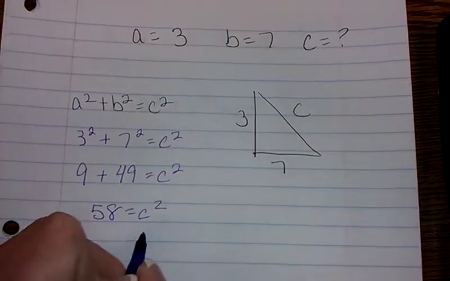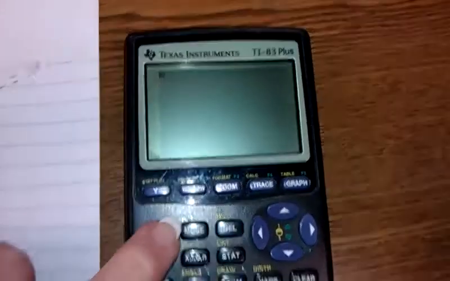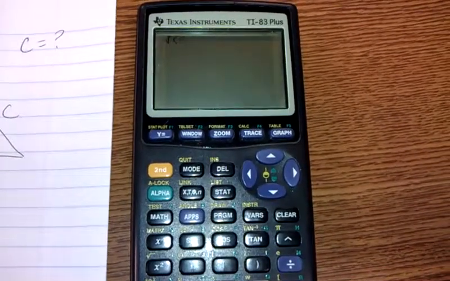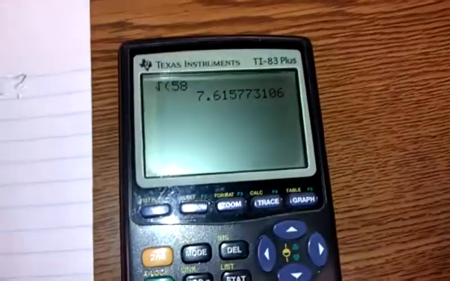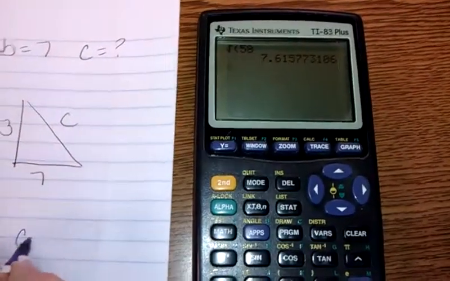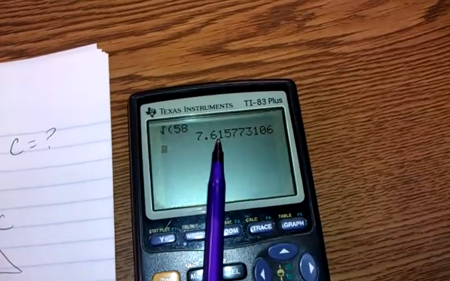Okay, to find C, you have to take the square root of 58. So coming over here to my calculator, I'm going to press second and the x squared button, put in 58, and enter. C is 7.62 because this 5 rounds this one up to a 2.